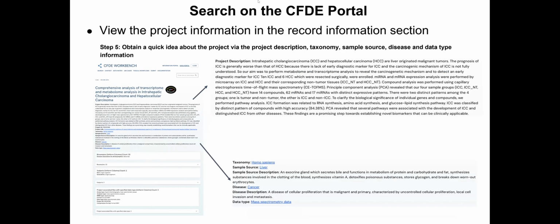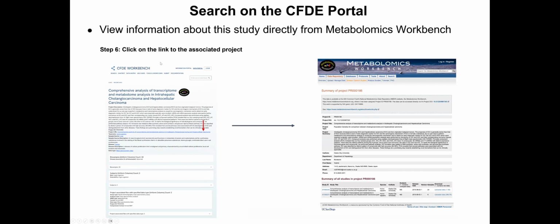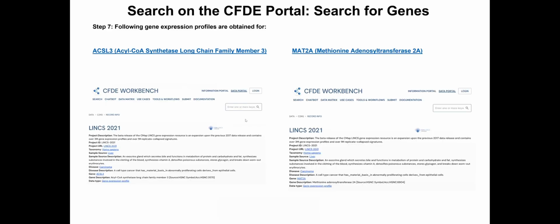So we can view the project information in the portal. You can download it from the portal. For example, you can go to the mass spectrometry data, and you can download the mass spec data that I mentioned to you previously. So we can view the information directly on the Metabolomics Workbench or on the CFDE Workbench. We provide you with a mutual connection between the two. And we provide you with, for example, the gene expression data.